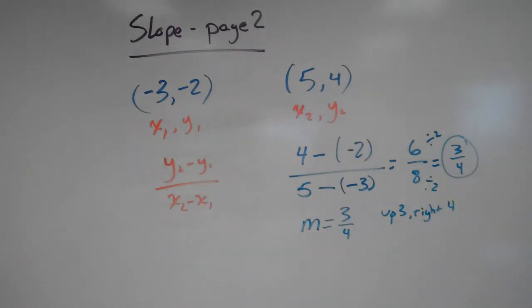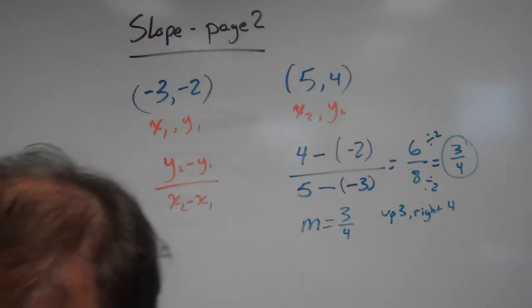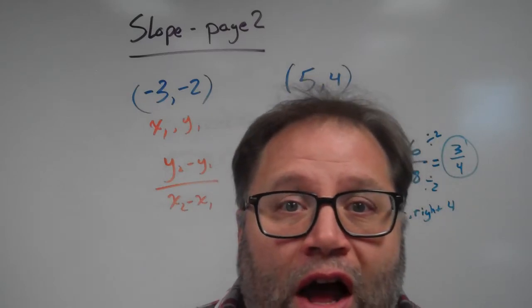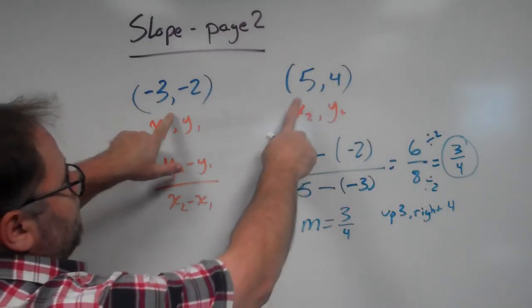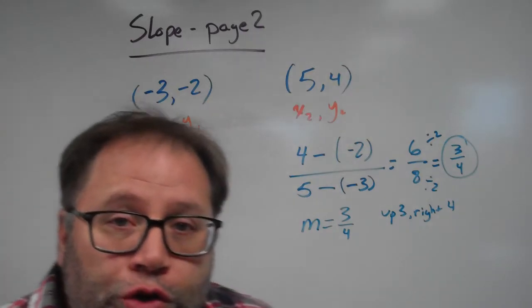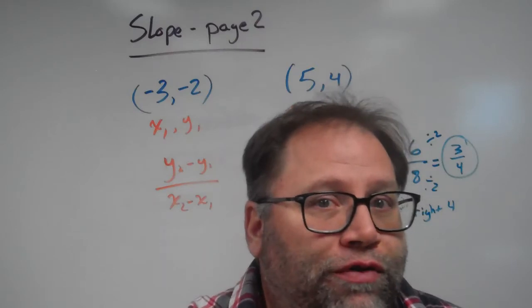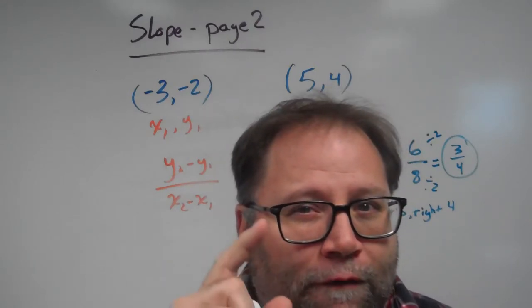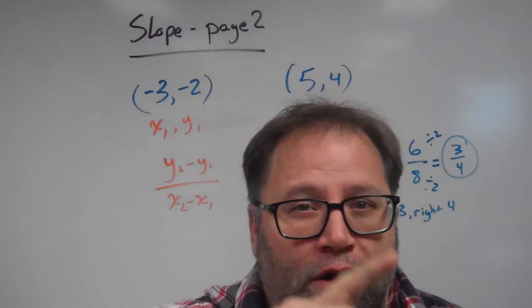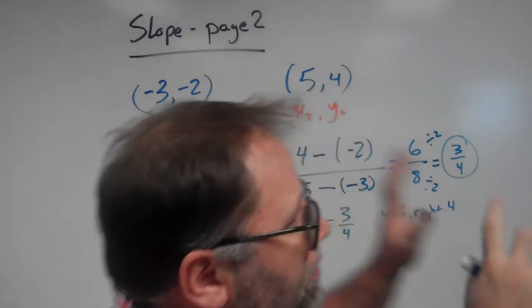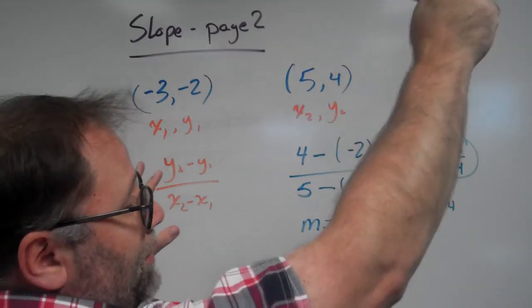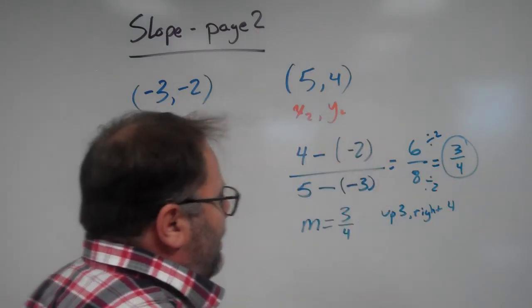Now, what I want you to do, let me make sure that's on the screen. Good. What I want you to do is, there is a coordinate plane on your sheet. I want you to graph these 2 points, use a straight edge, connect them, and then prove that that slope is 3/4, right? Up 3, I have to think now, which way? Up 3, right 4, sorry, right 4.